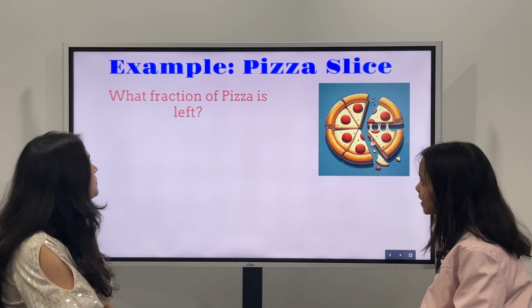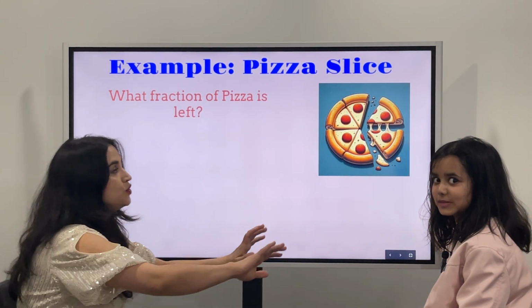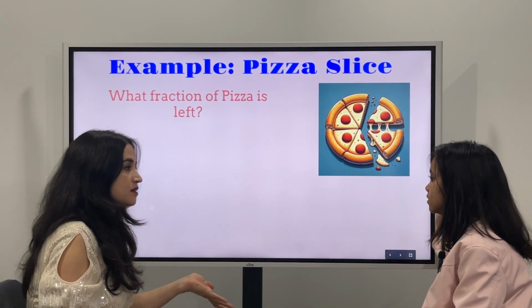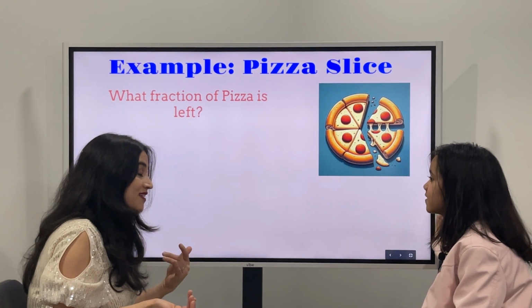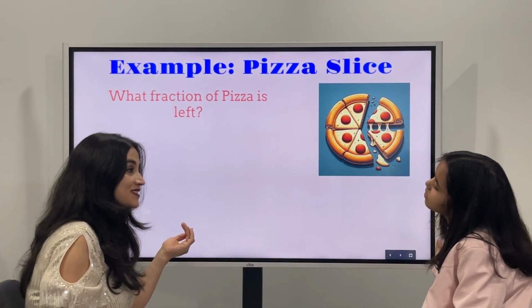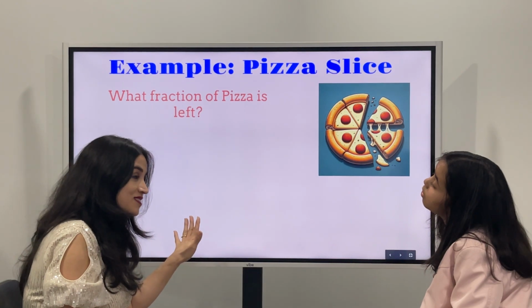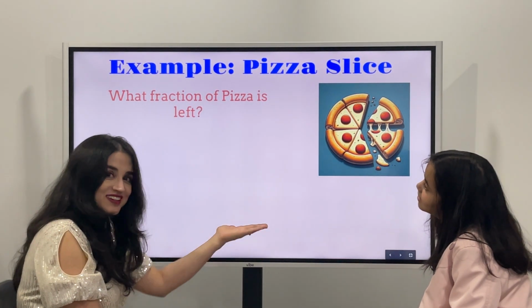So what fraction of pizza is left? You ate 2 slices already. Now how many are left? 4. So 4 out of what? How many left? It was 6 total. Now there is 4. Out of? 6. Good. Write it down.